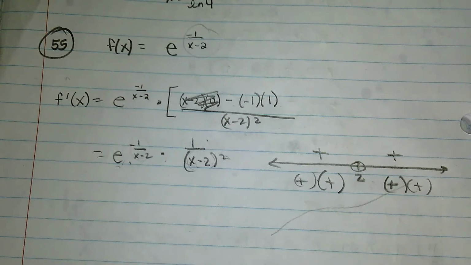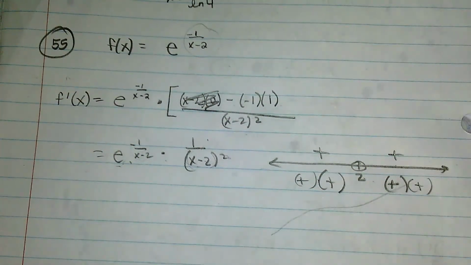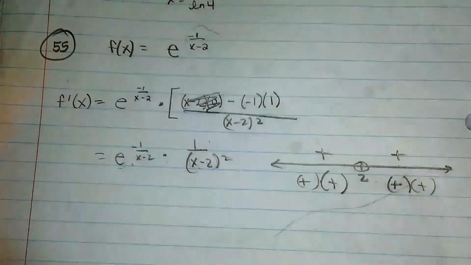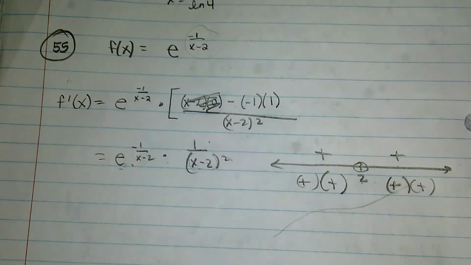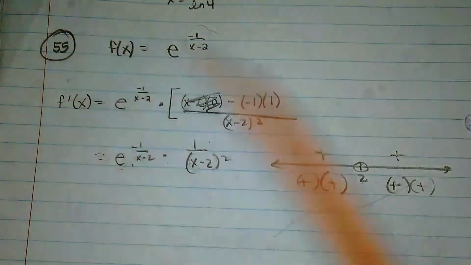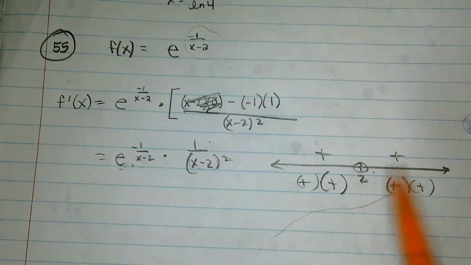I called 2 a critical number because it's where it was undefined. I don't know why they're not calling that critical. I think I do remember this from last year. I call anything critical that's worth testing in and around. So if it's undefined there, yes, it's worth testing in and around because it could be an asymptote, and then your behavior could change on the other side. Increasing from negative infinity to 2 and 2 to infinity, and no relative extrema. So we've got all that.